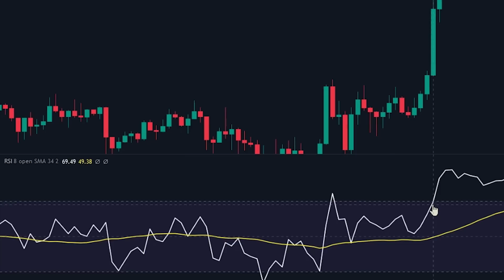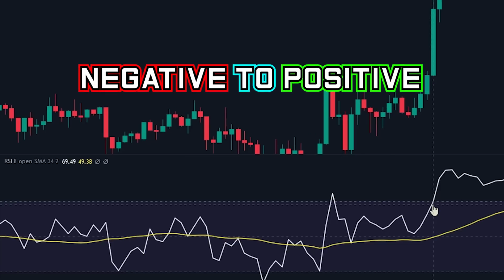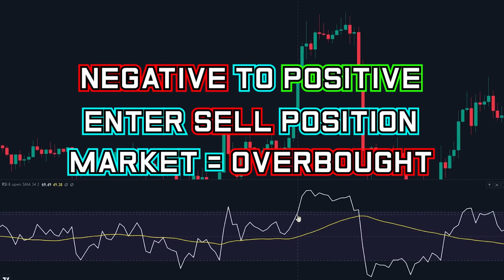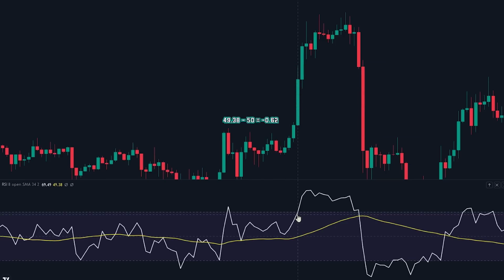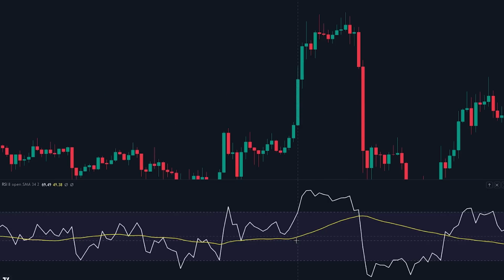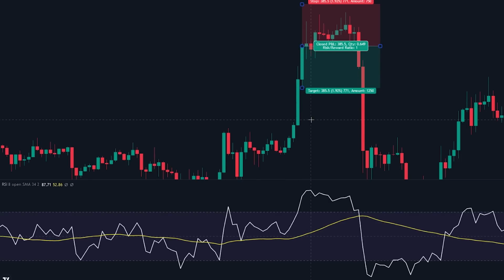If the amount switches from negative to positive, we will enter into a sell position, because this means that the market is overbought. So in this case, subtracting 50 from 49.38 results in a negative number. However, on the next candlestick, the value of the MA is above 50. This means that we can enter into a sell position here.